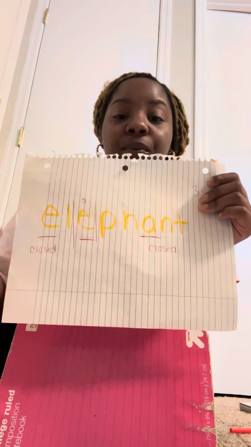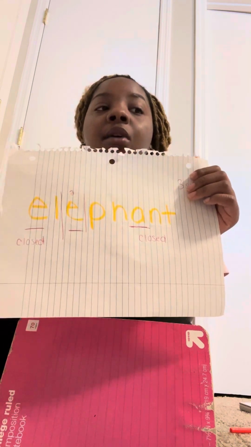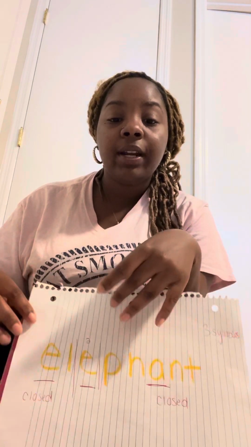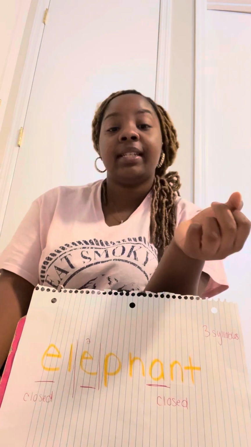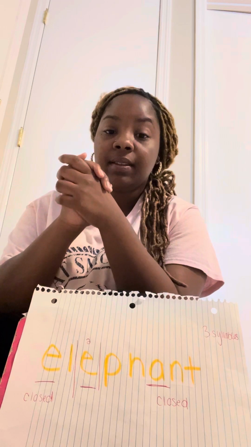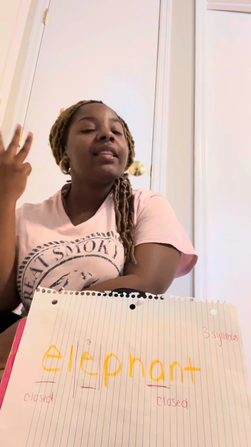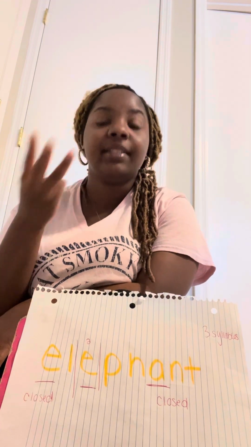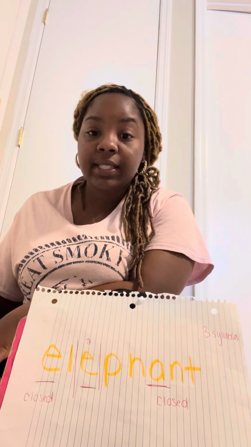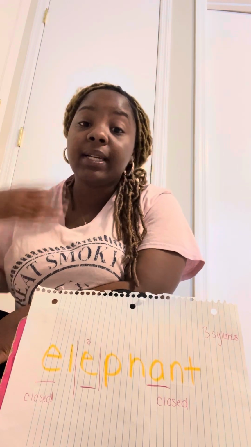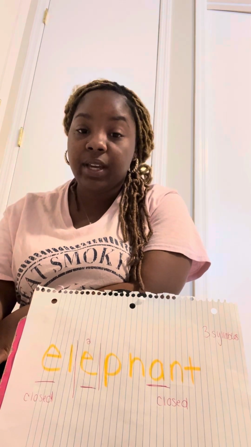The next word we have is elephant. Because we already know how to decode a word, let's start. So we're going to clap out the syllables in elephant. Let's start now. Elephant. Okay, so we know that there are three syllables. And because we know there are 3 syllables, we know there are at least 3 vowels because there is a vowel in every syllable.